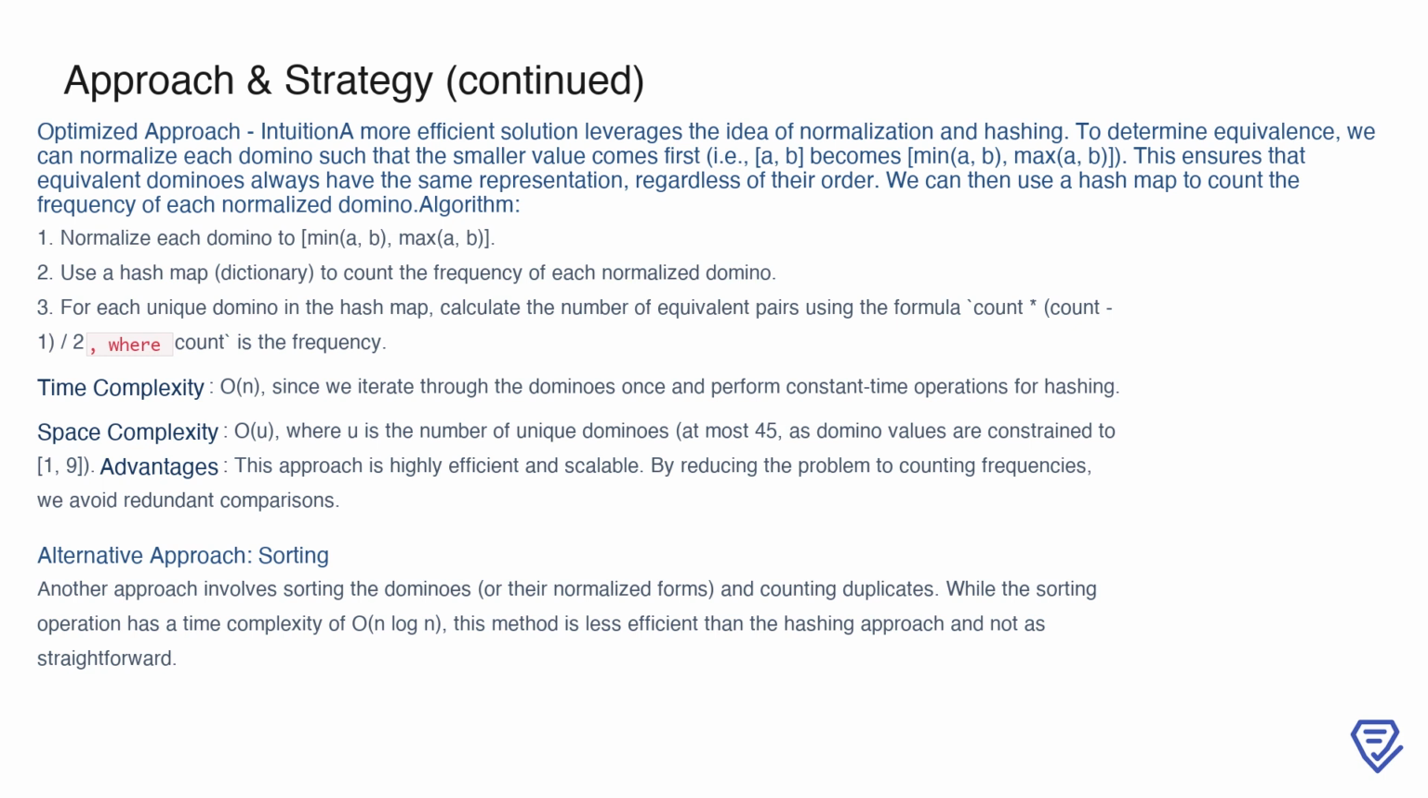As an alternative, sorting the dominoes and counting duplicates is another possible solution. However, sorting incurs an O(n log n) time complexity, which makes it less efficient than the hash map approach. Additionally, sorting introduces overhead that can make the implementation slightly more complex.